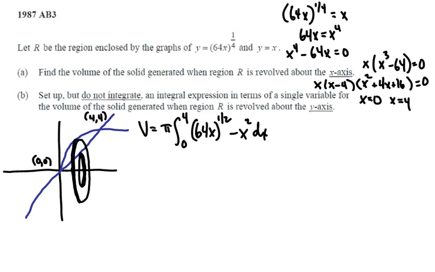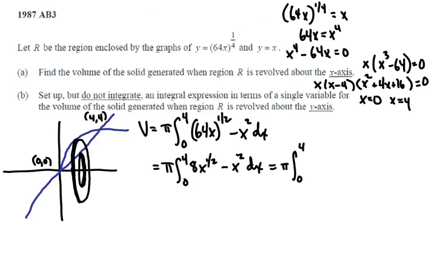And so we get 64x to the 1/2 minus x squared. Now that 64 we can take out, that's really the square root of 64x, which will bring out an 8. So we could write 8 square root of x, or 8x to the 1/2, minus x squared. And at this point we're ready to integrate.